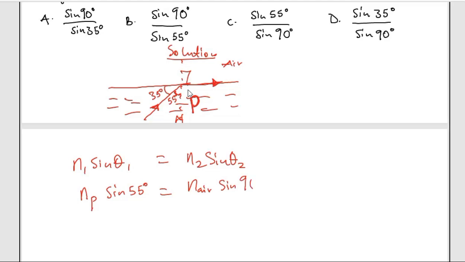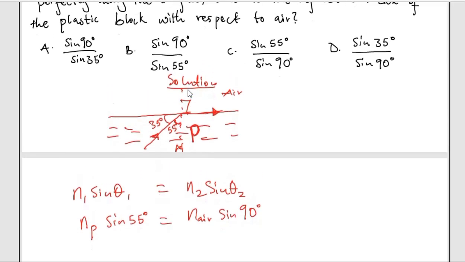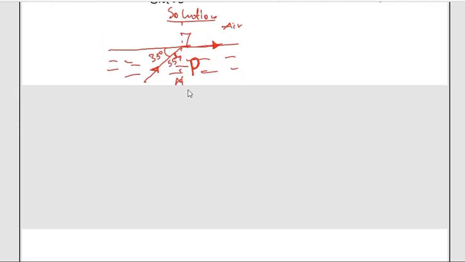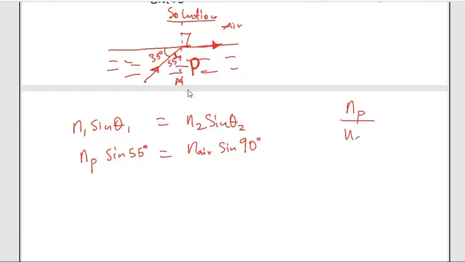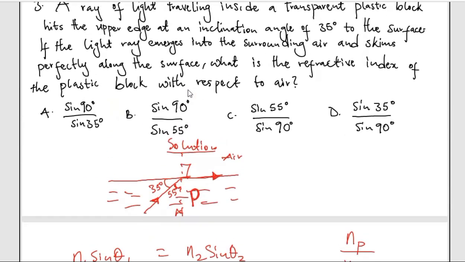So sine 90 degrees. So what are we looking for? The refractive index of the plastic block with respect to air. So that means we are looking for NP over NA. So NP over NA will now become sine 90 degrees over sine 55 degrees. So that is your answer: sine 90 over sine 55. This is the answer here.